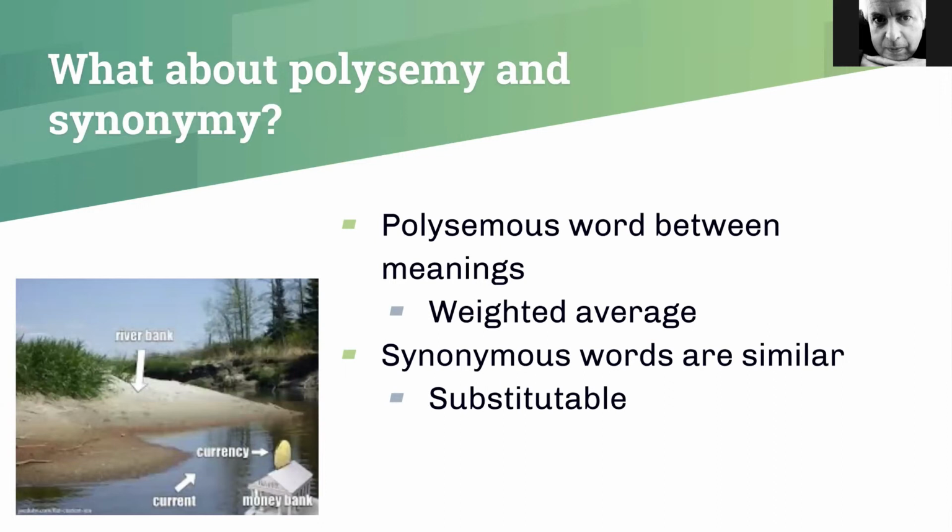So how do word embeddings handle polysemy and synonymy? When a word has multiple meanings, the embedding of that word will tend to be the average of the embeddings of its various meanings. So the word bank might end up halfway between river and money. Synonyms tend to be highly substitutable, so they will tend to have similar embeddings because you can swap in one for another.